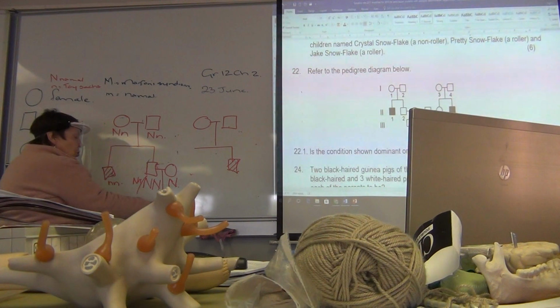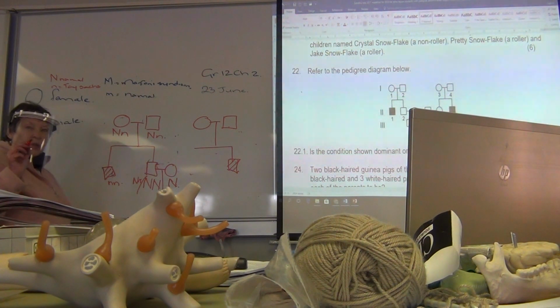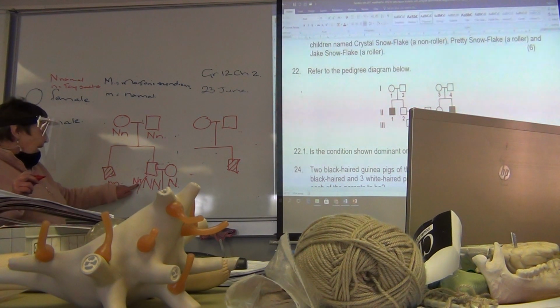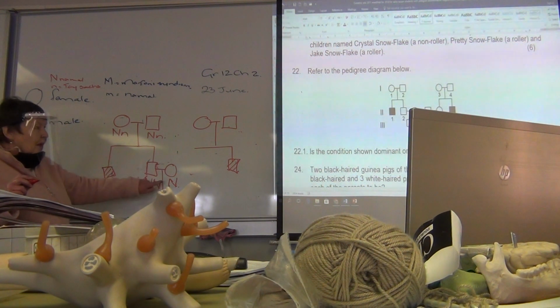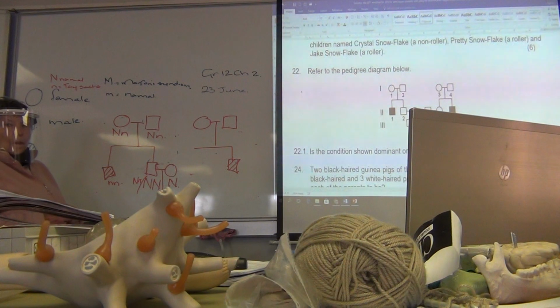Okay. Do you know for a fact that it's big N? Yes. You don't know whether it's big N, little n, because from that parent it could have got a little n. You don't know that one. Yeah. Okay. So will it also be big N or big N? It could be either. Okay.